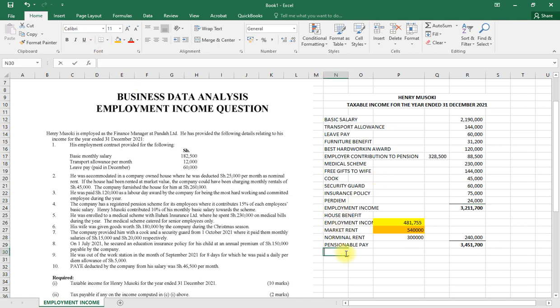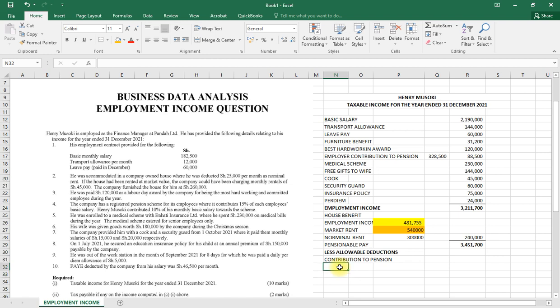Then here we less allowable deduction. For allowable deduction, you can bold that. Even this one I can bold, employment income, not employment. You can remove that, I don't want to bold that. This one can be bold. So for allowable deduction, we have contribution to pension.